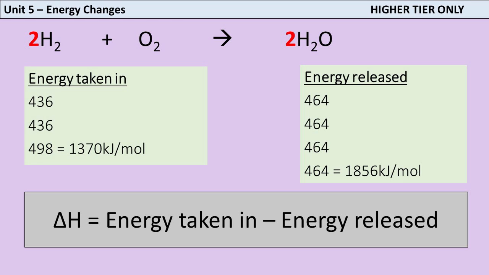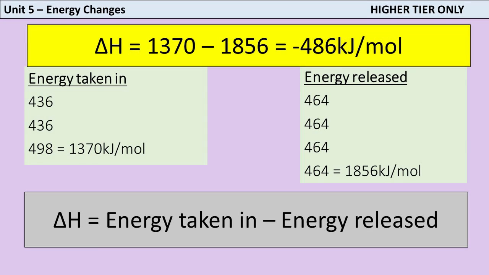Now, the final part of this question is going to be for me to calculate something called the delta H, and that's the overall energy change. So what you want to do is to work left to right across your page, just like you were reading the equation, and you're going to do the energy taken in, take away the energy that's released. So in this example, it's 1,370, take away 1,856, which comes up with minus 486.